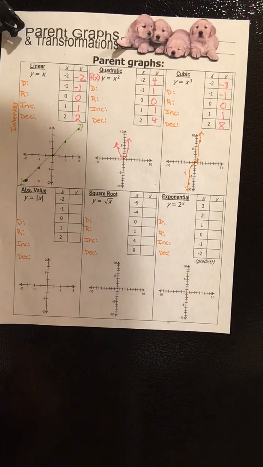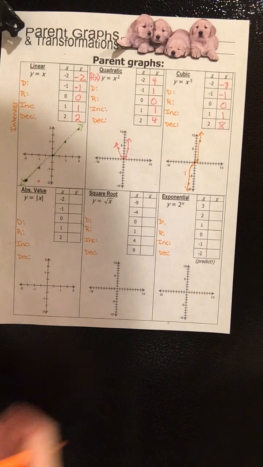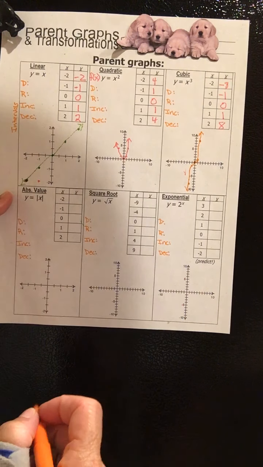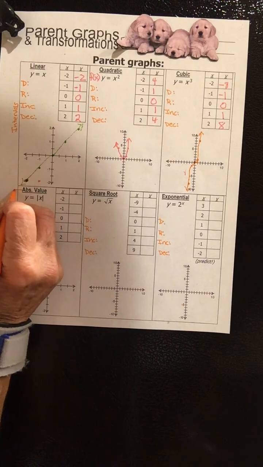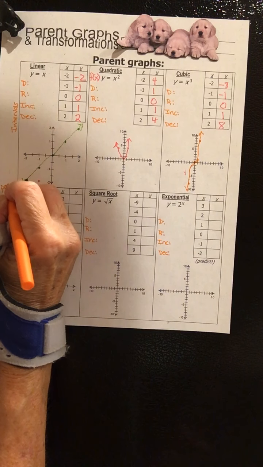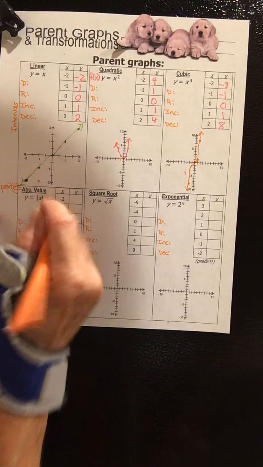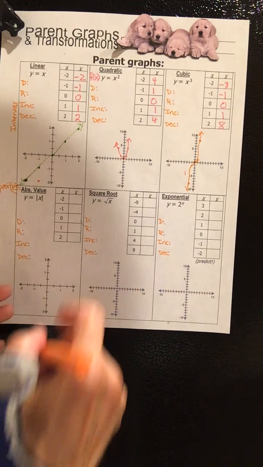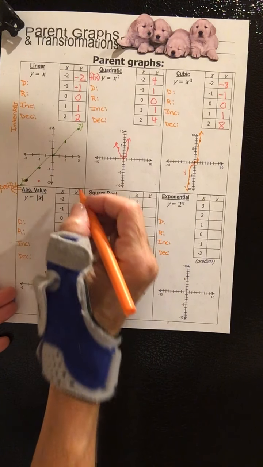Now I don't know if you recall this from Algebra 1, but absolute value makes everything positive. You need to write yourself a little note so you remember this. Absolute value makes all your x values positive. Okay, so the absolute value of -2 would be 2.